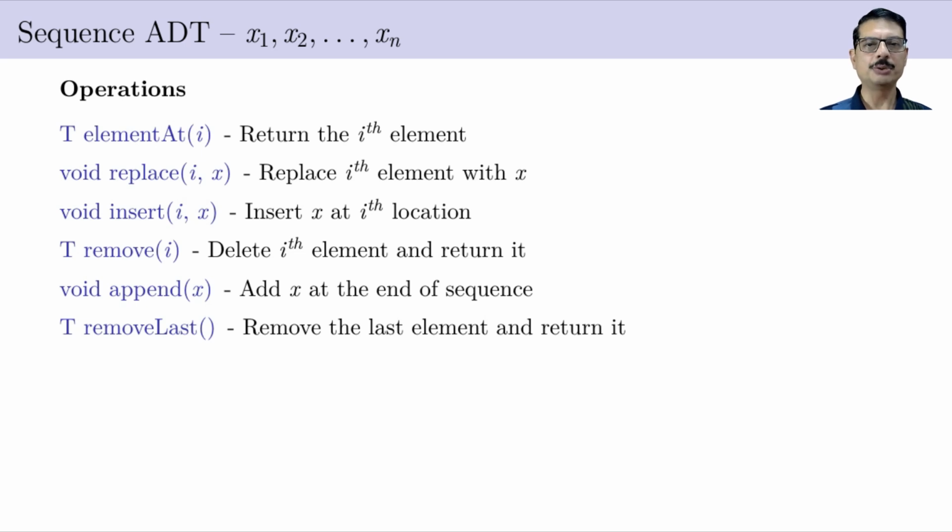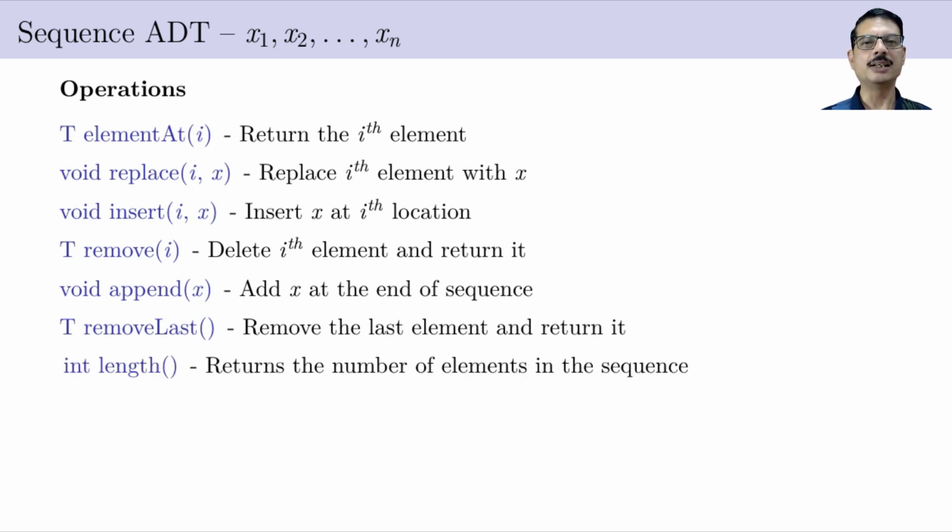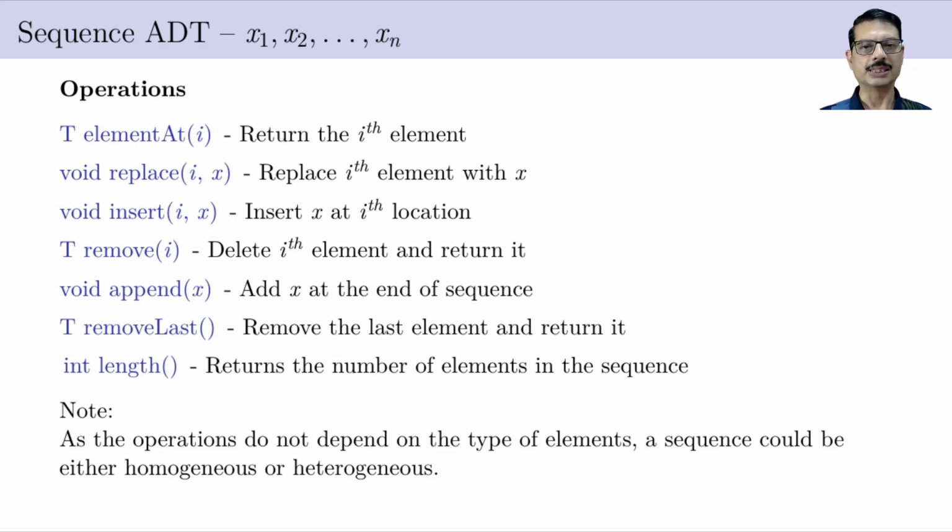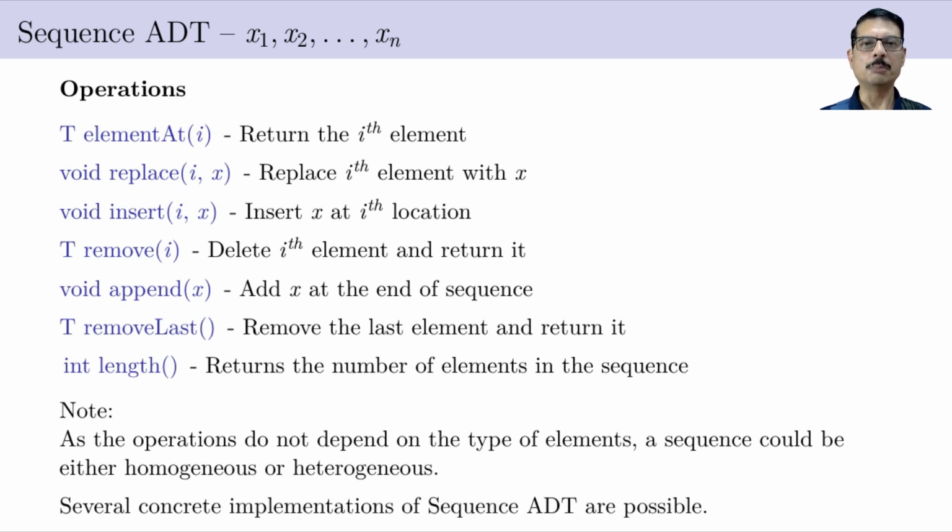You also need an operation to get the length of the sequence, which is the current number of elements in the sequence. Because these operations are defined independent of the type of elements, a sequence can be homogeneous or heterogeneous. For example, arrays in C++ can have elements of only one type, that is homogeneous in nature. Whereas in a Python list, you are allowed to place elements of different kinds, which is an example of a heterogeneous sequence. A sequence ADT can be realized in multiple ways. We will see some of them now.